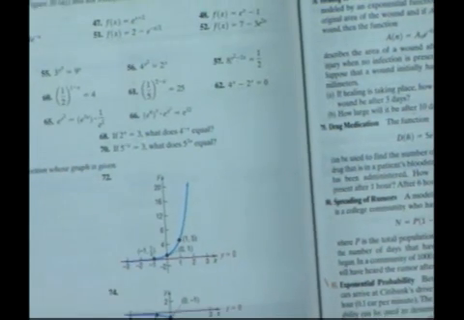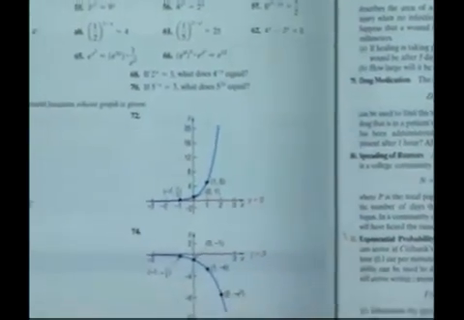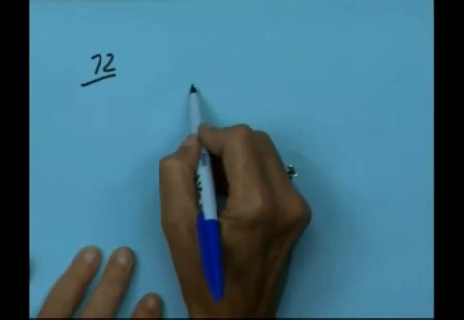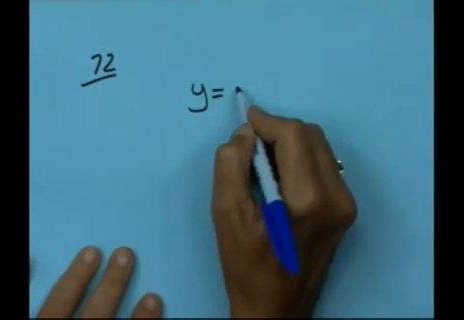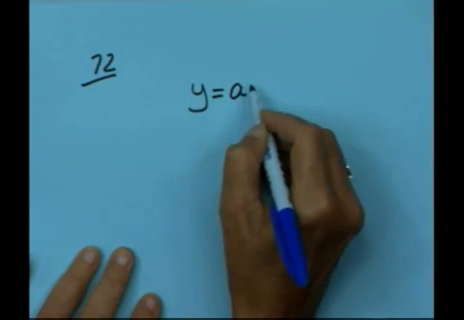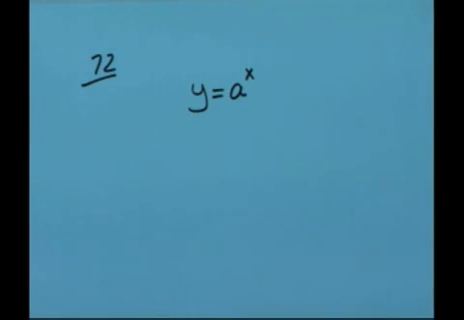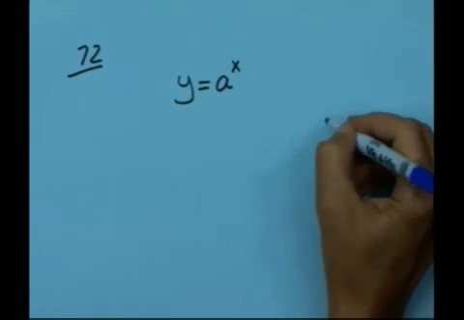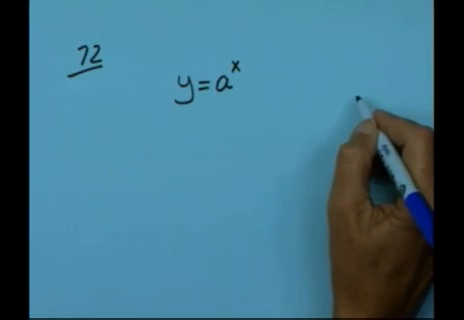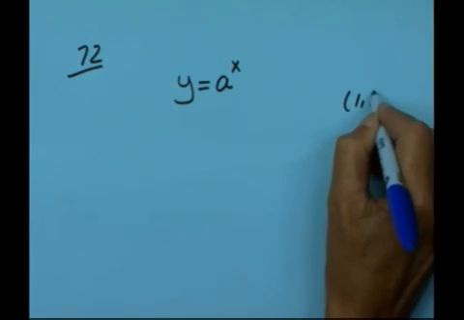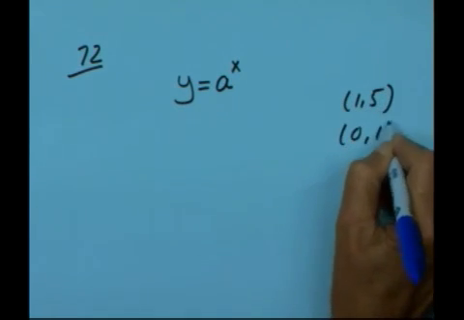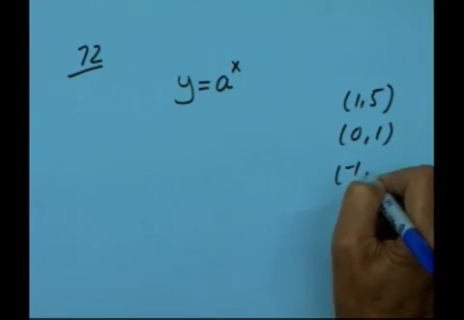So you have to know a general formula for an exponential function. And the general formula is y equals what? A to the x. And in this particular problem, you've got some points on the curve: (1, 5), (0, 1), and (-1, 1/5).